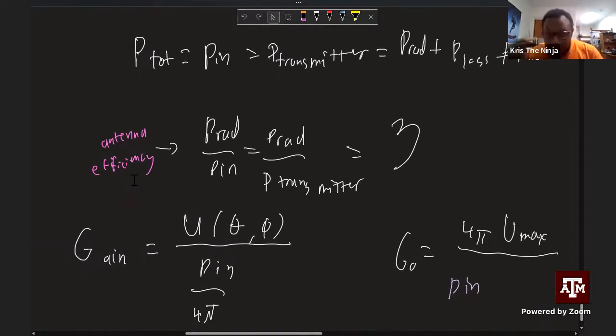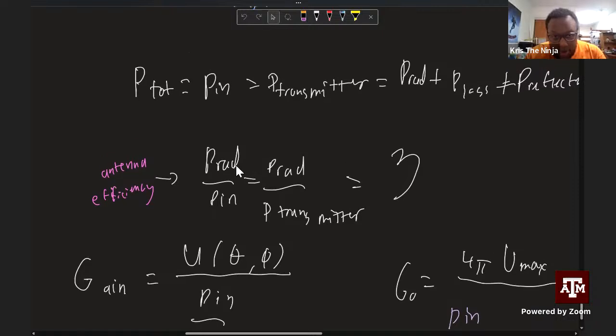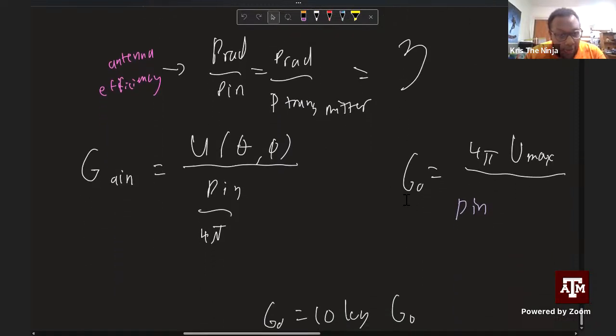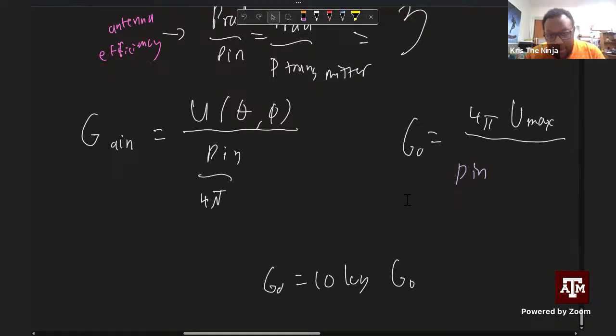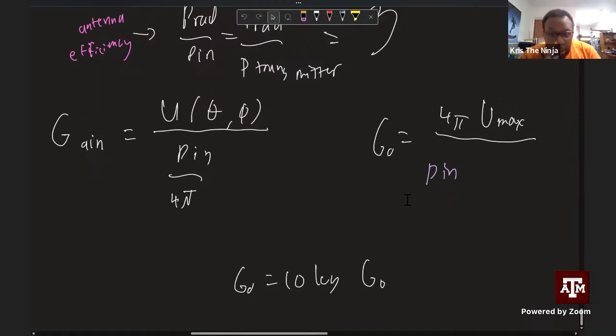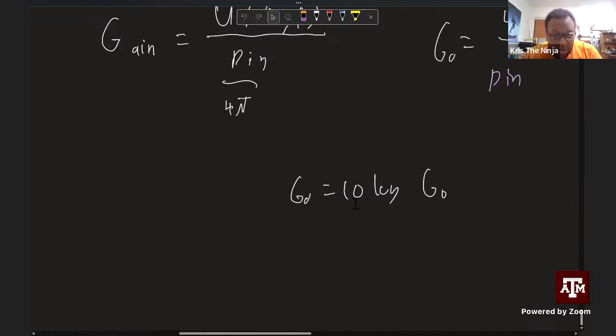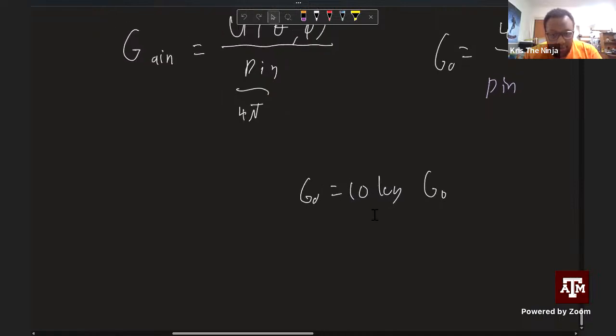Antenna efficiency, you do P rad over P in, which is the power radiated over the power in, and that gives you the efficiency. Gain and directivity are typically used interchangeably, even though they're not exactly the same. You have 4 pi times U max over P in, and then 10 log of G naught gives you the gain in dB.